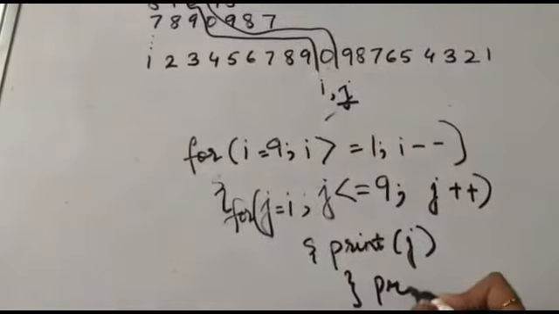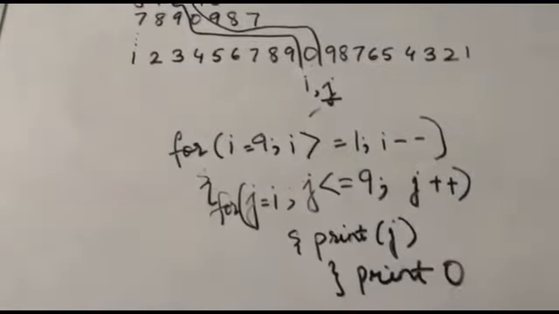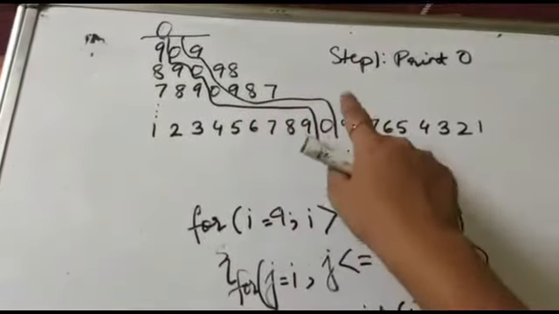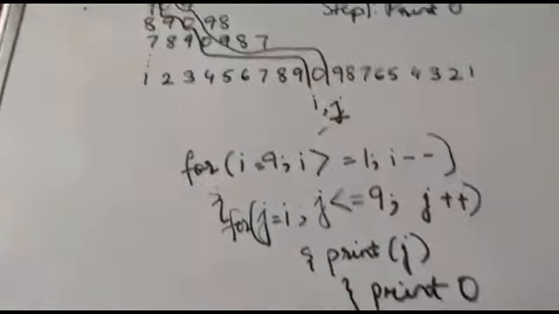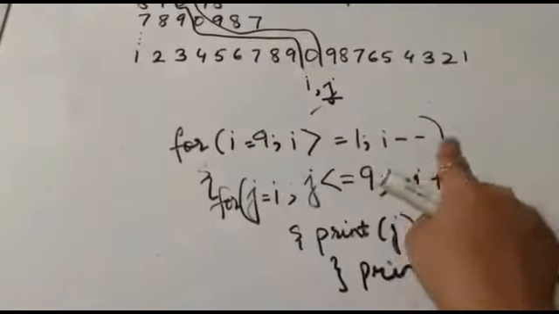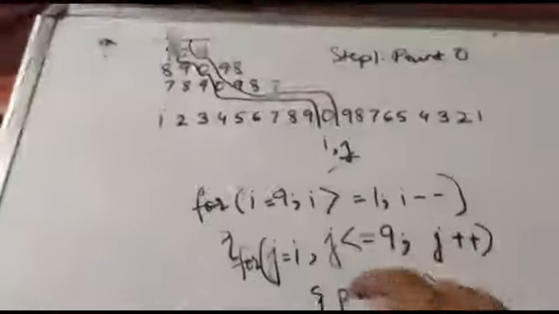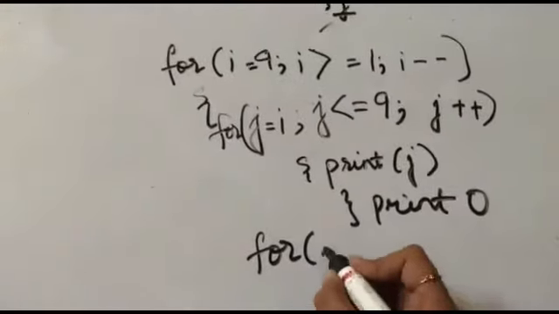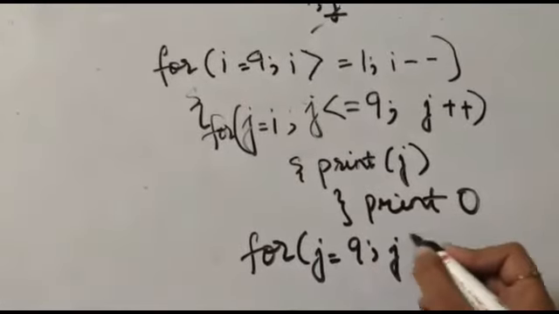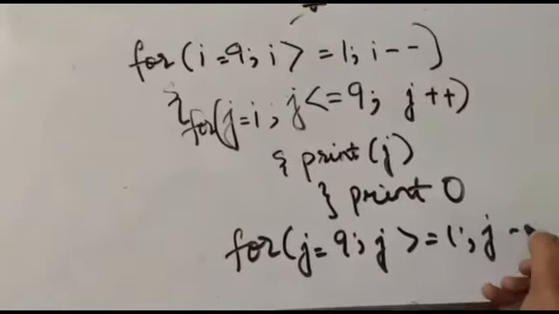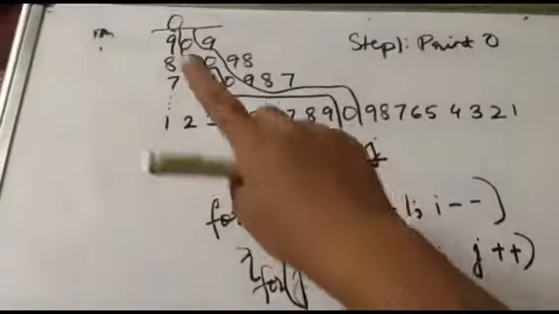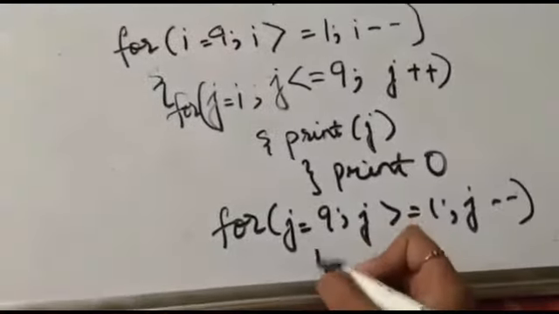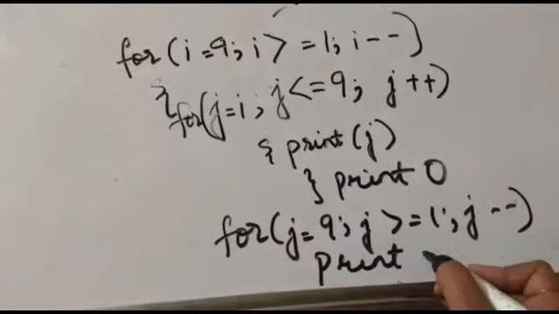So the second step is simply to print 0. Now comes the third step where we have to print 9, 98, 987 and so on, from 9 to 1. What are we going to do? We are still not closing the for loop which deals with i. Why? Because again we have to print it 9 times. So we start with j equal to 9, j greater than or equal to 1, and j minus minus. Why did we do so? Because it is decrementing from 9 to 1. And now we are going to print j.